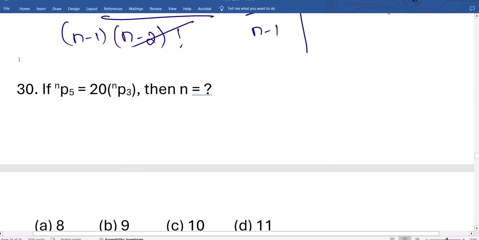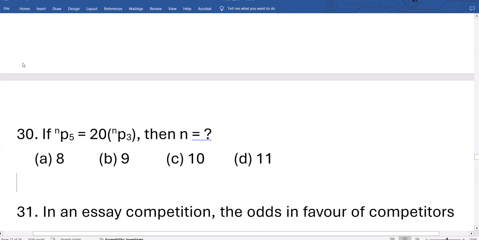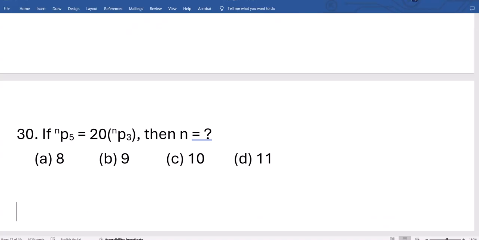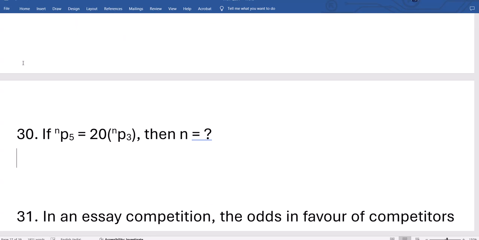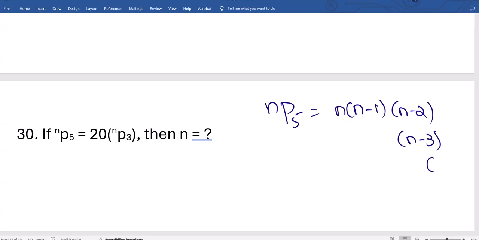Now what about this permutations question? NP5 equal to 20 into NP3. What is N value? Ignore the options. That's the question. See, NP5 we can write as N into N minus 1 into N minus 2 into N minus 3 into N minus 4. We have to write 5 terms from N.